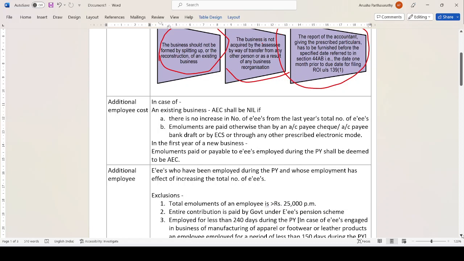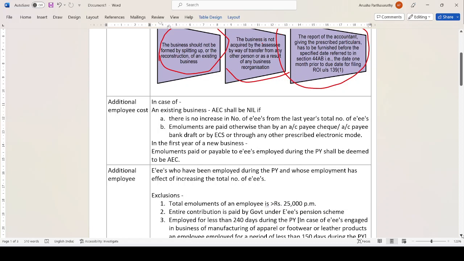Another term would be emoluments. That is nothing but the consideration I am paying to my employees, the salaries, right? Those I have paid by account payee cheque, account payee bank draft, or ECS, or any other prescribed electronic mode. Otherwise they will not count. For example, if I have paid a salary of 10,000 to an employee by way of cash or by way of bearer cheque, such emoluments will not be considered for the purpose of additional employee cost.